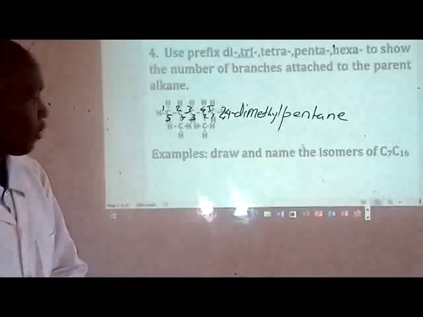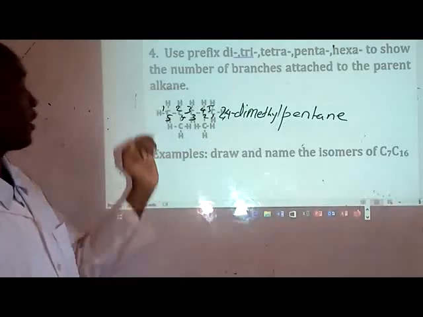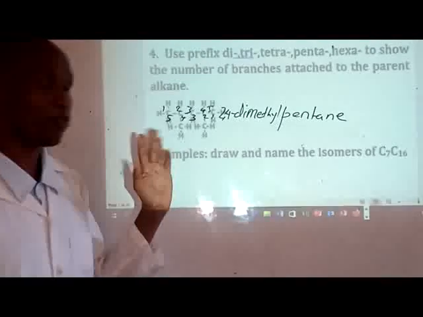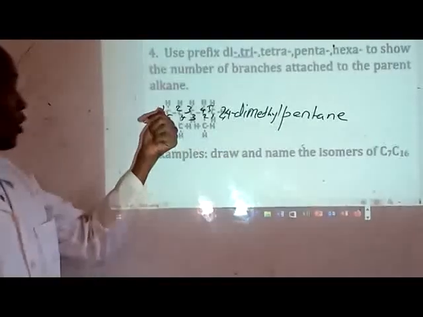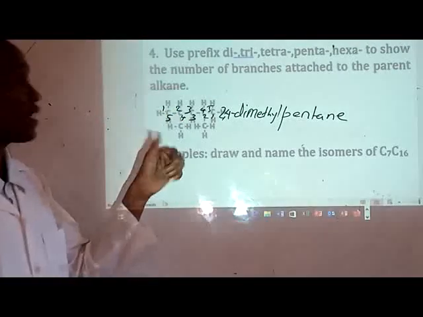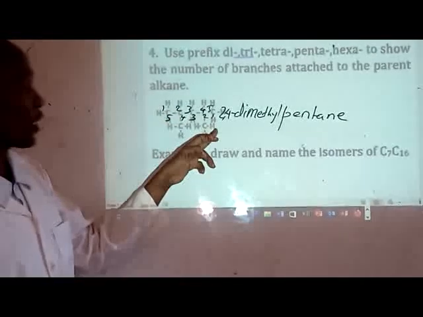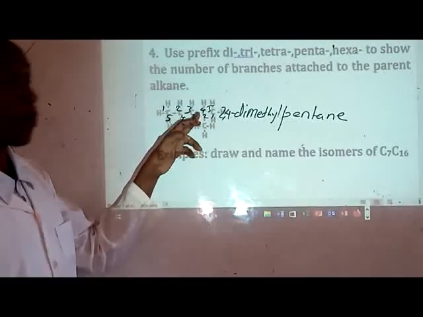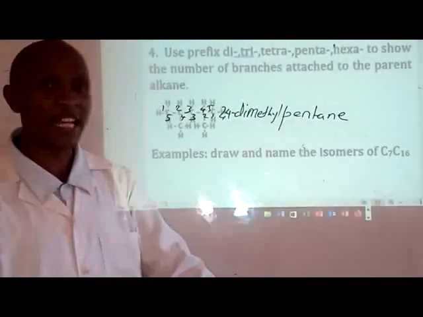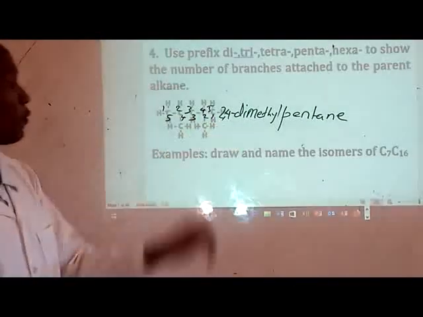I want to note very carefully that you cannot number from both sides. Please, let's avoid numbering from both sides. If you number from this side, you stick to that side. You cannot rotate this one by using number 2, then rotate this one using number 2, because in that way you'll have numbered from both sides. You're supposed to number from either side and not from both sides. So this compound is 2,2,4.